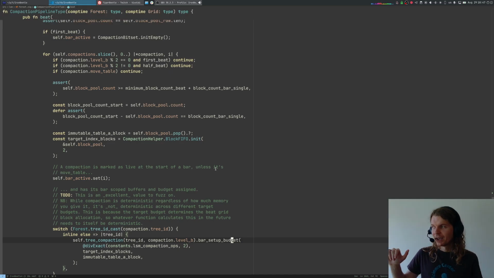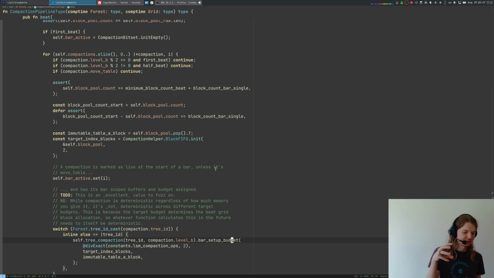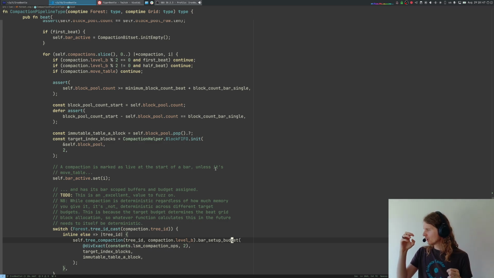And as a reminder, this setup happens at the beginning of a half bar. And we need to run the actual compaction work for the remainder of this half bar, where the compaction work is basically we need to read various blocks from the input table, and we need to read various blocks from the output table, and we need to merge them together and write the results to disk. So that's basically a whole lot of input to output.